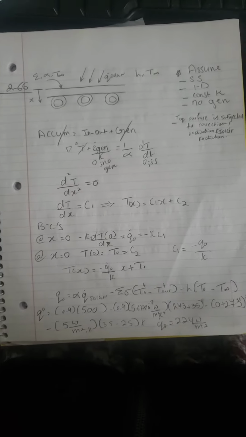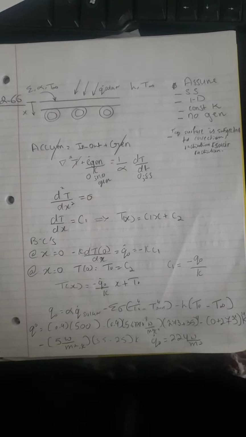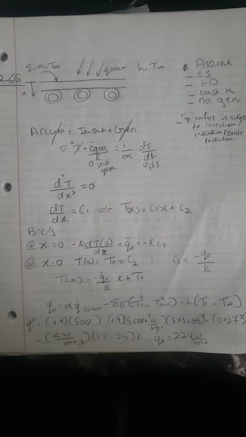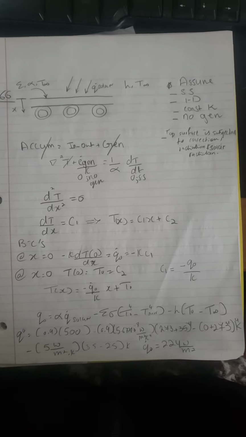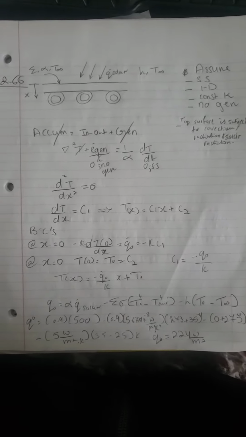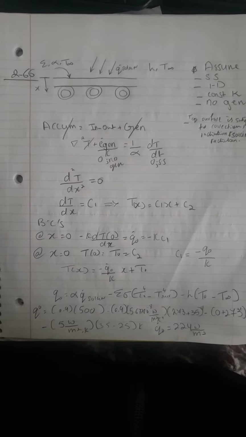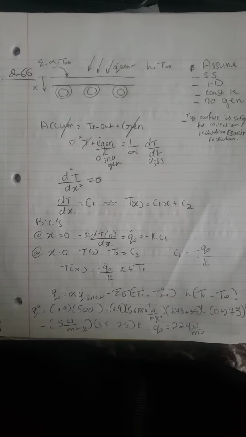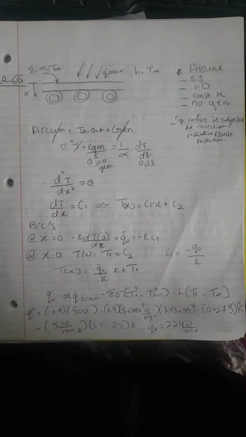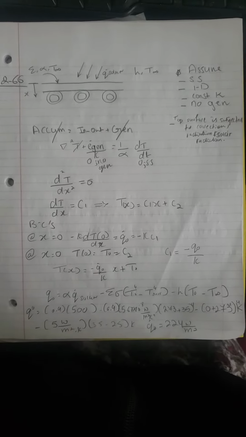Question 266, we assume steady state 1D constant K and no generation. We also assume the top surface is subjected to convection, radiation, and solar radiation. This question asks to determine the net flux Q absorbed by the solar collector. We have our energy balance, cancel our generation and accumulation, and we get d²T/dx² equals 0. We integrate once to get C1, integrate again to get C2. We apply our boundary conditions, and then we solve for Q using the convection equation.